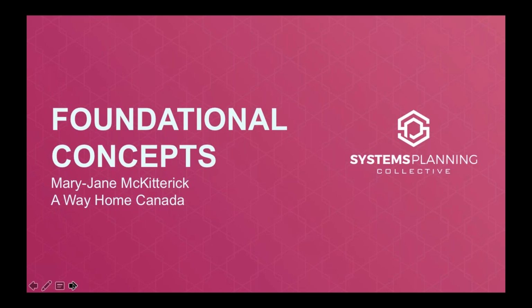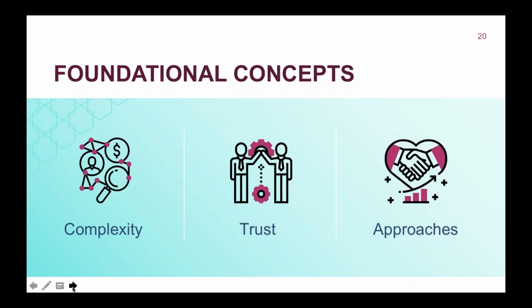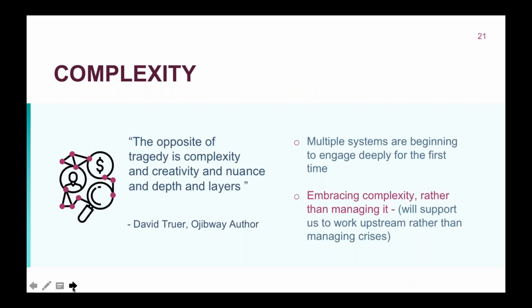Great. So now we'll begin to do some thinking about some concepts that should be embedded in our systems planning process. That would be complexity, trust, and approaches that can support how we do this work. The opposite of tragedy is complexity, creativity, nuance, depth, and layers. Ojibwe author David Troyer provides us with a different way to think about complexity and not be overwhelmed by it. It's critical right now when we feel we are being overwhelmed by so much that's happening in the world.